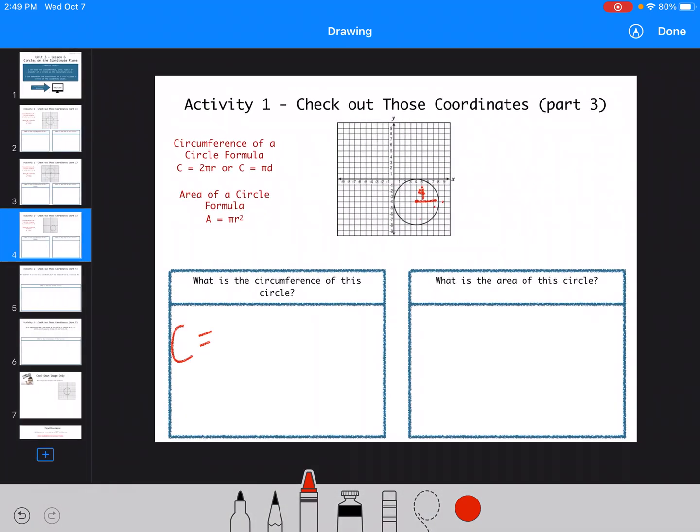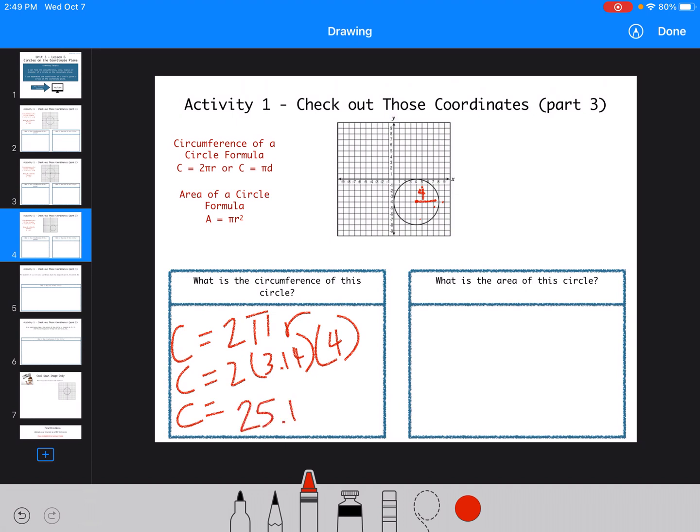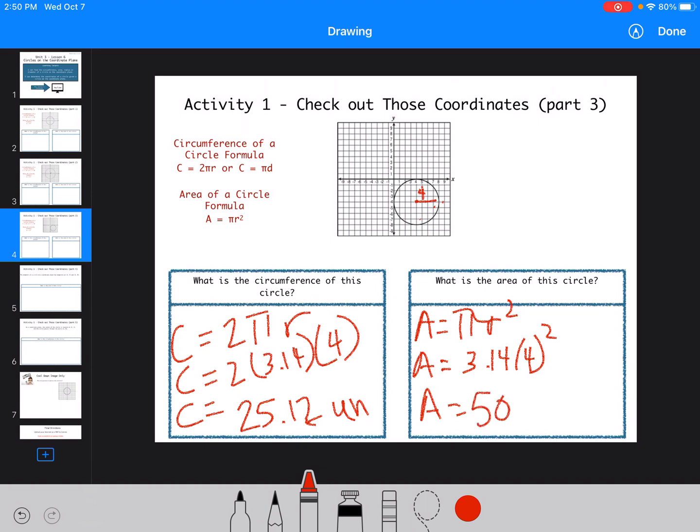So circumference equals 2 pi r. C equals 2 times 3.14 times 4. C equals 25.12 units, because we're not finding the area, we're finding the distance around. So then area equals pi r squared. Area equals 3.14 times 4 squared means 4 times 4. Area equals 50.24, and it's going to be units squared.